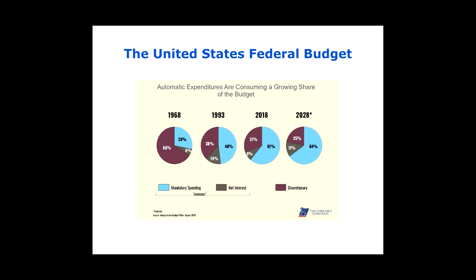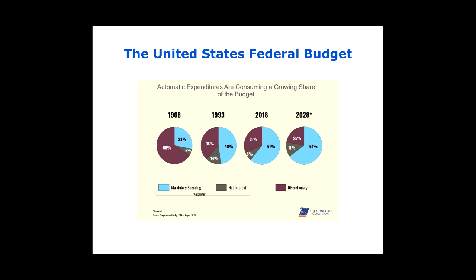Now, one of the interesting trends to note here is the amount of spending that is mandatory, meaning the law says we have to spend the money. Something like Social Security, if you qualify for it, then the money gets spent. That's called mandatory spending, which is different than discretionary spending, which the Congress and the executive branch have some discretion over whether we spend it or not.